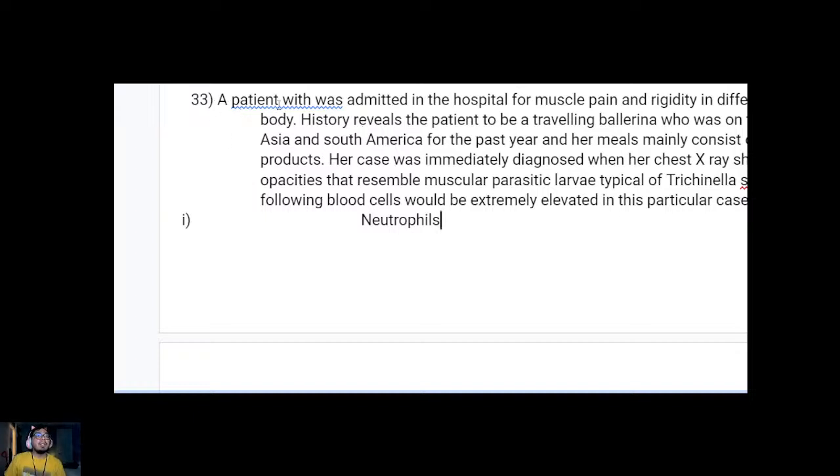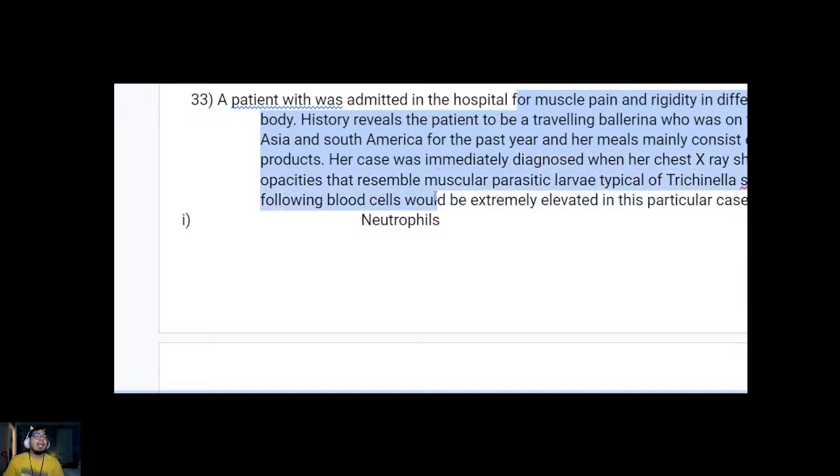A patient was admitted to the hospital for muscle pain, rigidity in different parts of her body. History reveals that she's been a traveling ballerina who was on tour in Southeast Asia and South America for the past year. Her meals mainly consist of pork and pork products. Her case is immediately diagnosed when the X-ray showed multiple opacities resembling a muscular parasite typical of Trichinella spiralis.